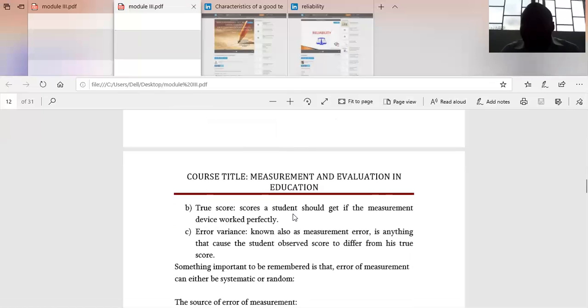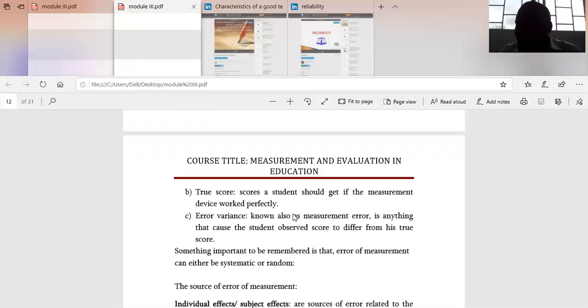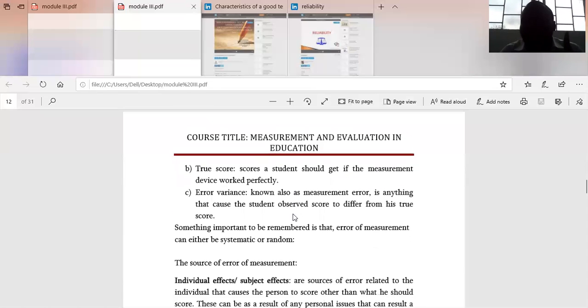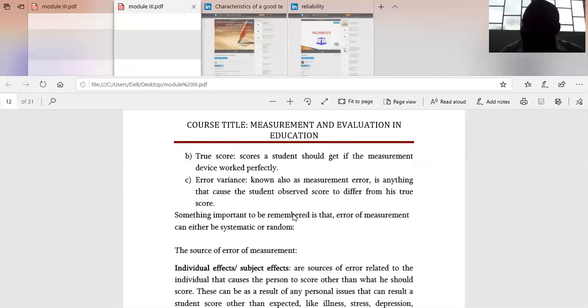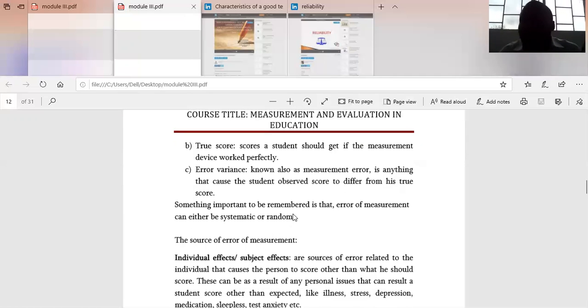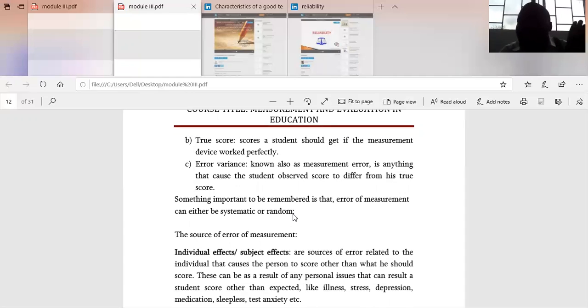error variance? Something important to remember is that error of measurement can be either systematic or random. It's not necessary to be the same; if the error now is 2, it should be 2? No, it could change. So the reasons that may cause that change to happen, we call sources of error. One is individual effects. By individual effect here, we mean sources of error related to the individual that can cause the person to score other than what he should score.